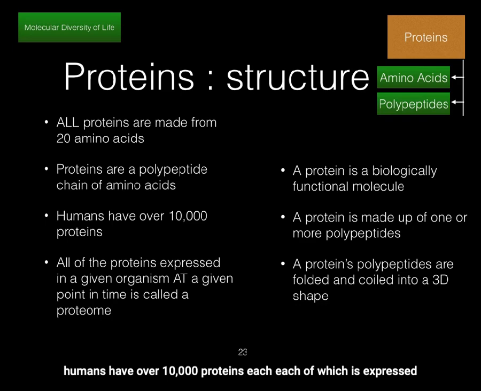Humans have over 10,000 proteins, each of which is expressed at different levels at different periods of human development. All the proteins in a given organism at a given developmental time point is called a proteome.